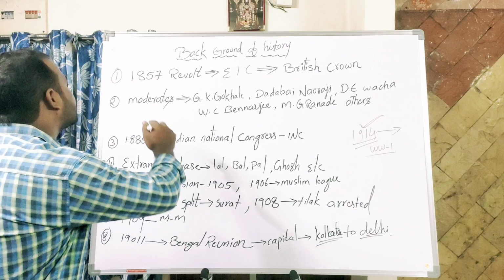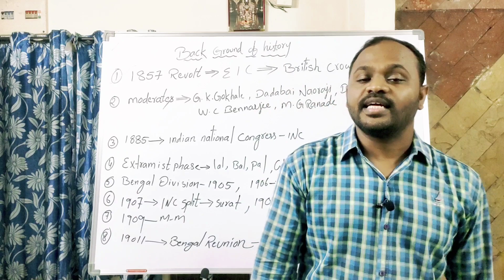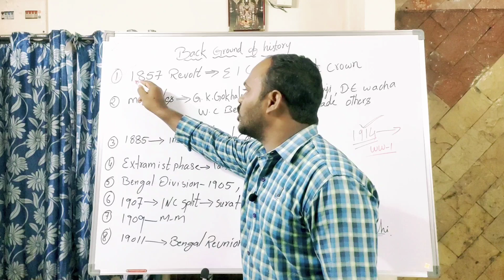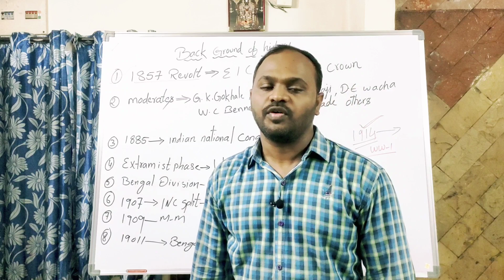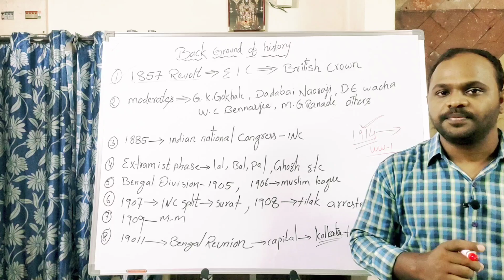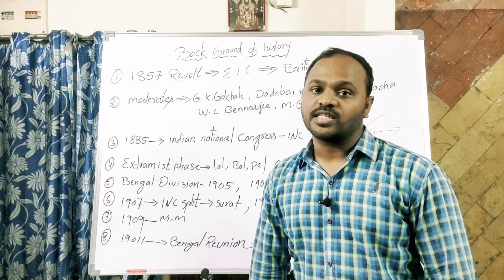Look at the concept today. The first thing is, as many people know, in our 10th class, intermediate, or even before, in 9th and so on, you might have come across this particular word: the 1857 revolt. The 1857 revolt is one of the biggest revolts which happened in India between Indians and Britishers. Remember this point.